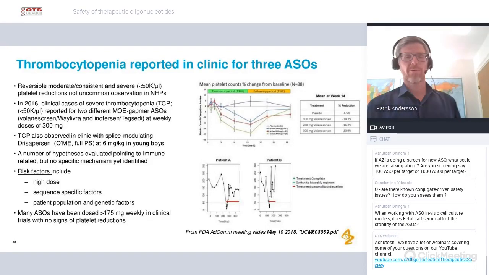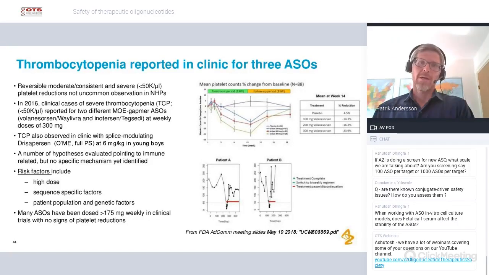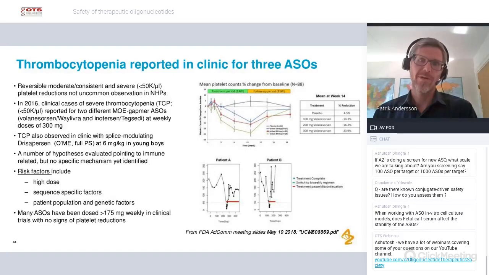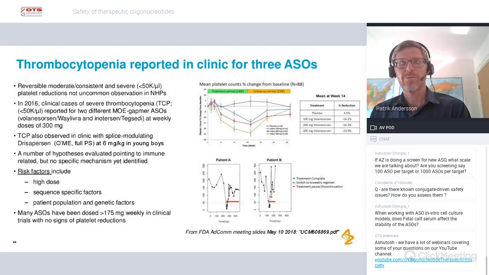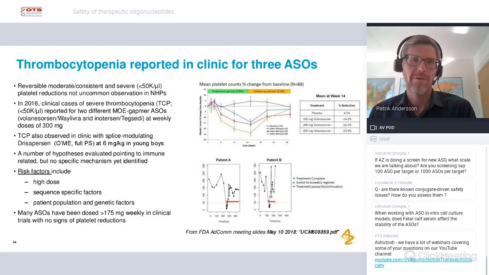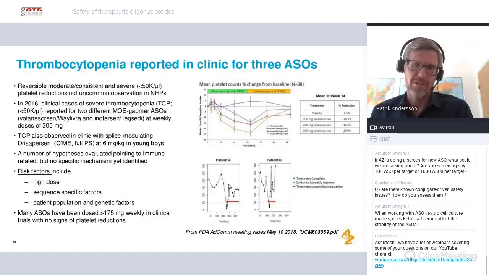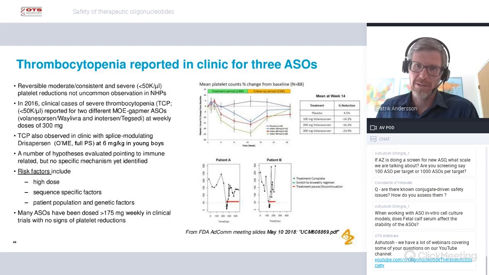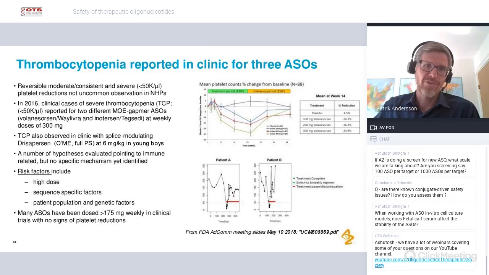One consequence of a pro-inflammatory effect is thrombocytopenia. This was reported some time ago in the clinic for three different ASOs. It has been known for quite some time that in non-human primates you can have both more modest but also some cases of severe thrombocytopenia in monkeys. But until 2016, it had never been seen in clinical studies. There were two compounds at relatively high doses that showed a few cases of thrombocytopenia that got a lot of attention. There was also a splice-modulating ASO, disapersin, that has shown this in young boys.